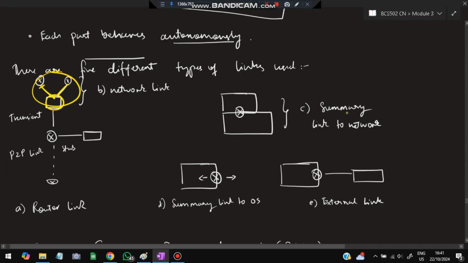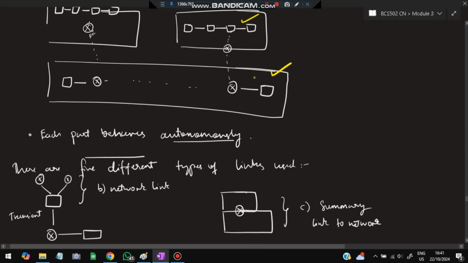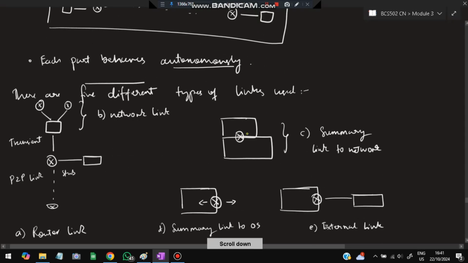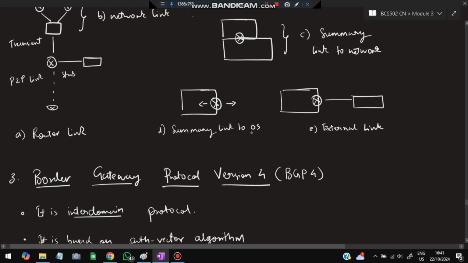Okay, and the third one is the summary link to a network. This is one area, this is one area. Like in an autonomous system, these are called areas. This is one area, this is one area, and so on. So the connection between two areas is called a summary link to the network, and summary link to the OS means directly we are going for the open shortest path. So here the link between the area and another autonomous system is called a summary link. External link is from one area to another device.